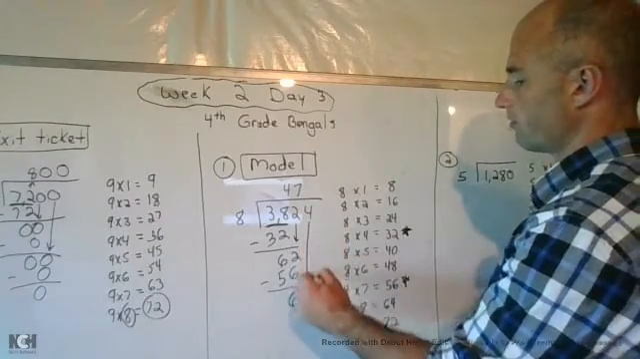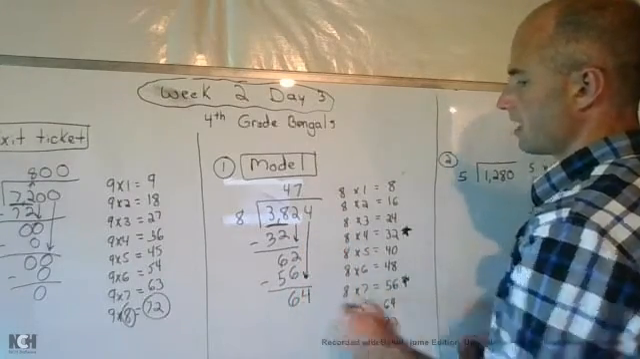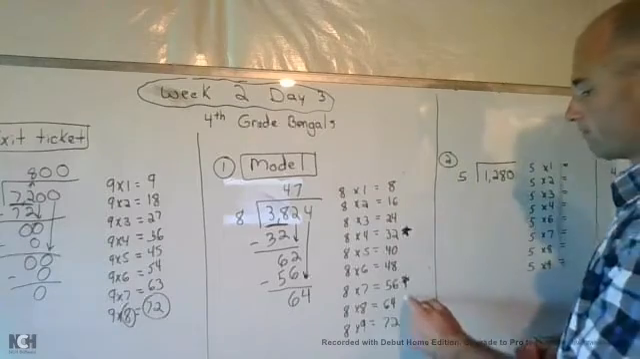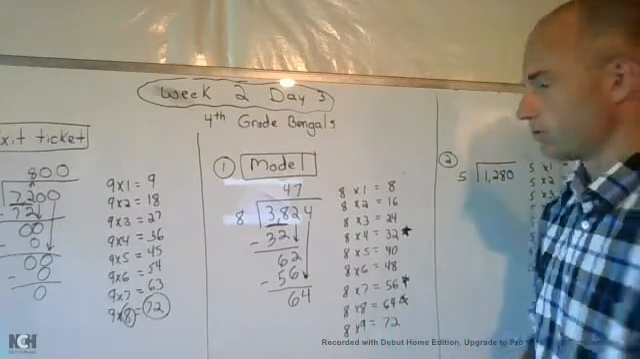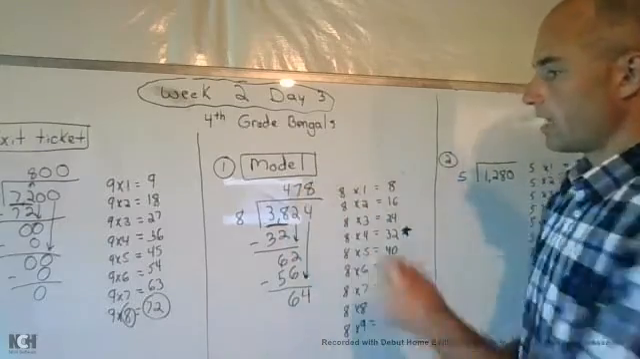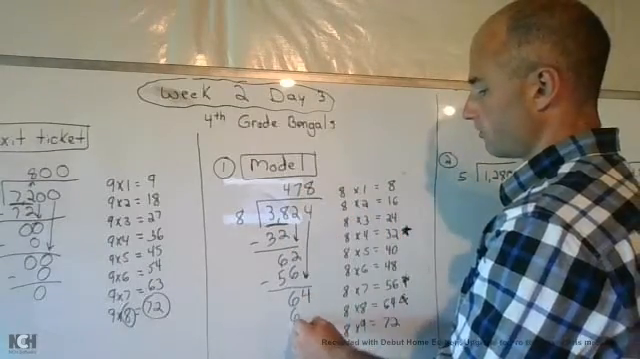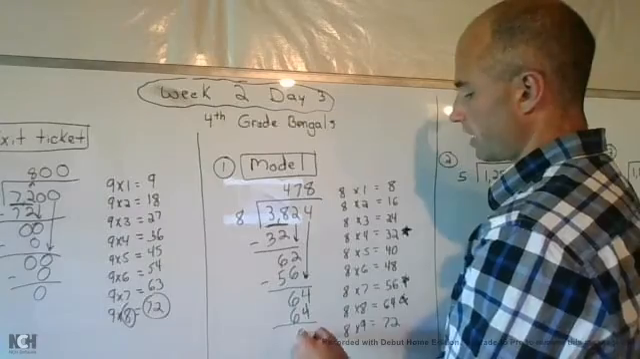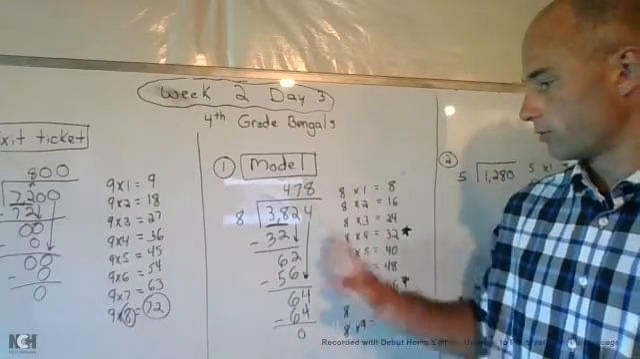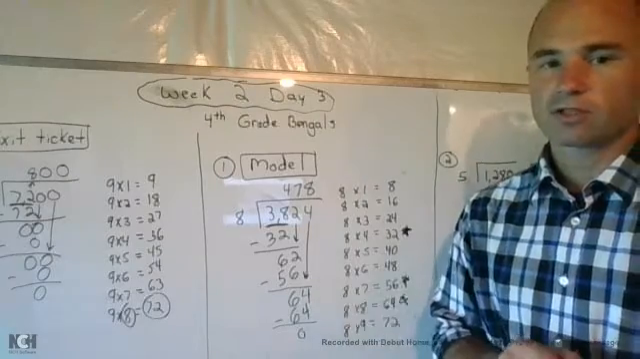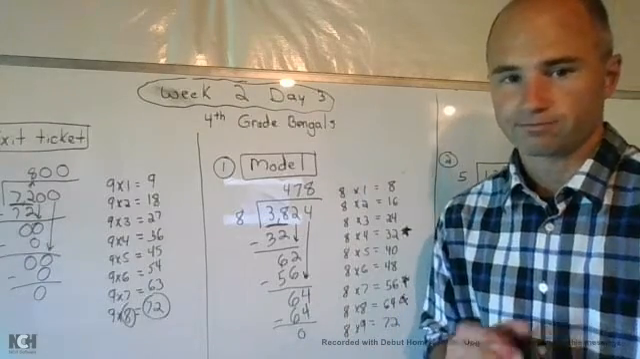I bring down the 4 from the ones place. How many 8s go into 64? Well, 8 of them go exactly into 64. 8 times 8 equals 64. I subtract. I get nothing left over and nothing left to bring down, giving me the solution of 478.